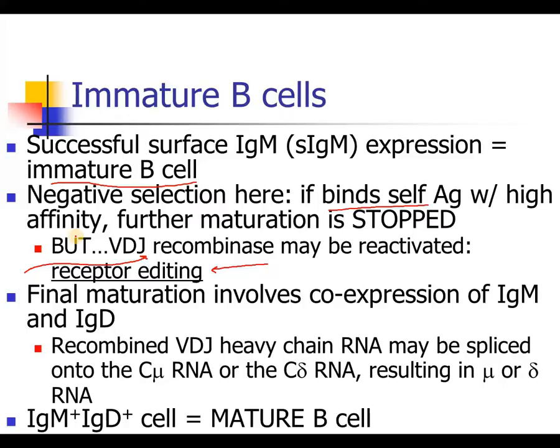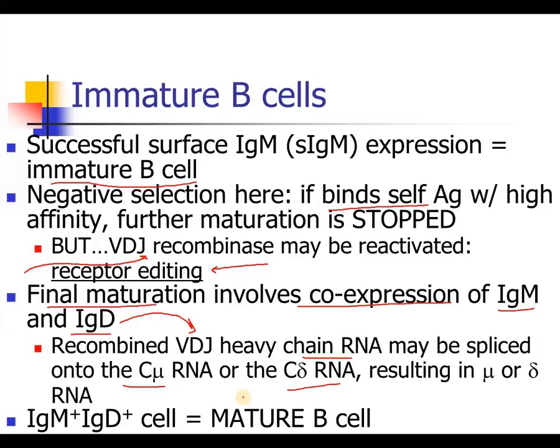If the binding of the antigen receptor to self-antigen is okay, so not too great, then it will go through the process of final maturation. And that final maturation involves co-expression of both the IgM receptor and the IgD receptor. This simply happens through alternative splicing. So the recombined VDJ heavy chain RNA may be spliced onto the mu RNA or the delta RNA. This is alternative splicing, and so you get either a mu or a delta RNA and expression of IgM receptor or IgD receptor.